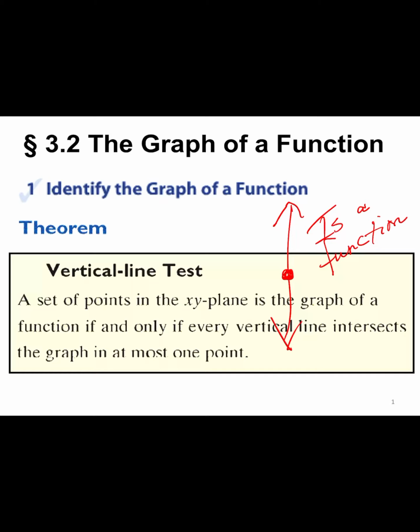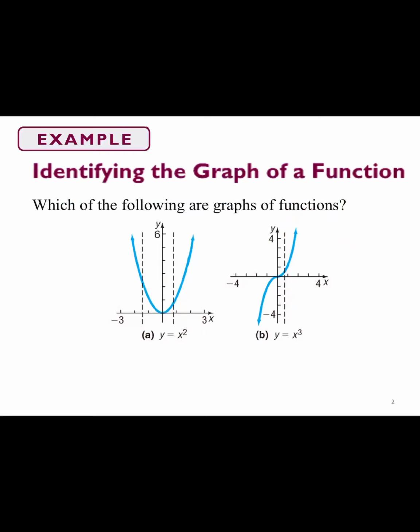Draw a vertical line on the graph. If it hits one time, it is a function. And just to go from the previous lesson, to be a function, the x values cannot repeat. On a vertical line, the x values are all the same value. No matter what the y value is on the x value, they're all the same. All right, so let's move forward.